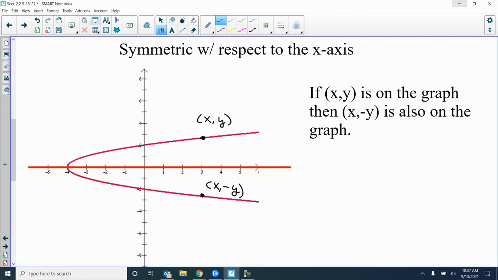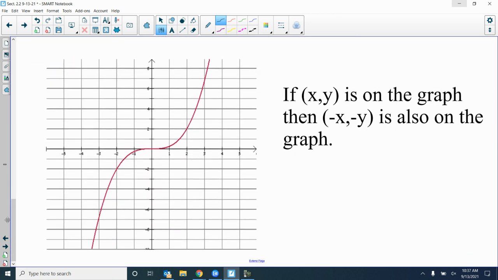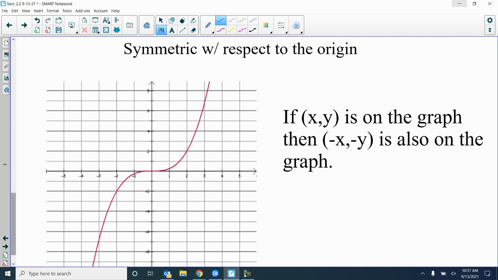And then we got symmetry with respect to the origin. If that's the case, if (x, y) is on the graph, then (-x, -y) is on the graph. You can see that here: (3, 7) is on the graph, and then (-3, -7) is on the graph. Here's how this works. It's not a mirror image across a line. You go through the origin, you go through the point. And any point on one side, if you draw a line through the origin, you'll get the mirror point on the other side. Okay, so that's kind of how that works. A little bit different.